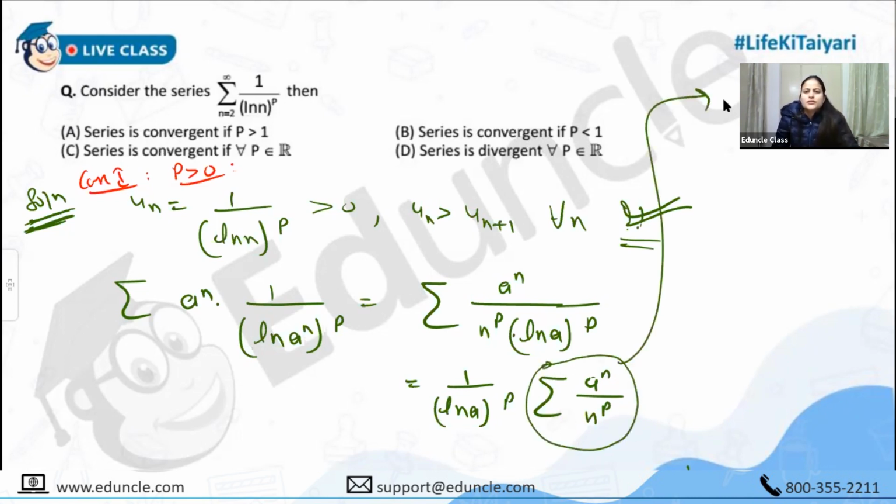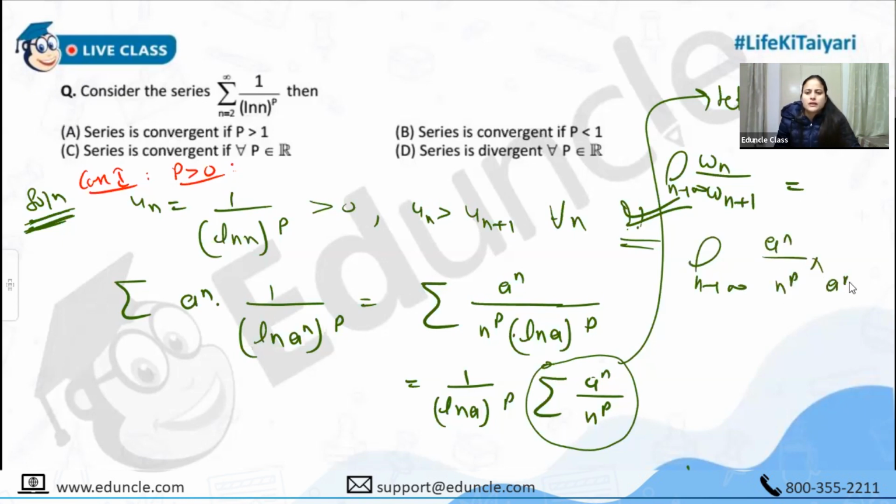So I can apply the ratio test here. Let's say this term is Wn, where Wn is a raised to n upon n raised to p. So I am applying the ratio test: Wn divided by Wn plus 1, and I'll take its limit as n tends to infinity. That is the limit of a raised to n upon n raised to p, divided by a raised to n plus 1 upon n plus 1 to the power p. So the value of the limit is 1 by a, and here my a is what? A natural number which is strictly greater than 1.